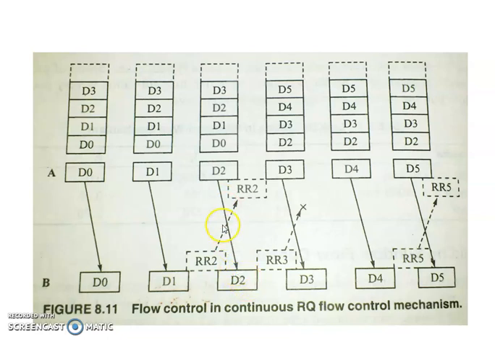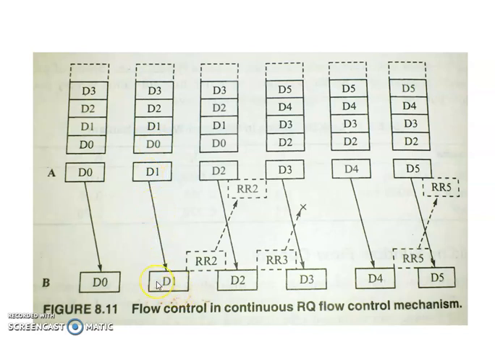Now one important thing in this slide: if you see the buffer here, the buffer has D0, D1, D2 and D3. In this one also the buffer has D0, D1, D2 and D3. Even though it has sent D0 and D1, it still keeps D0 and D1 here. The reason is that a frame when it is sent might get lost.